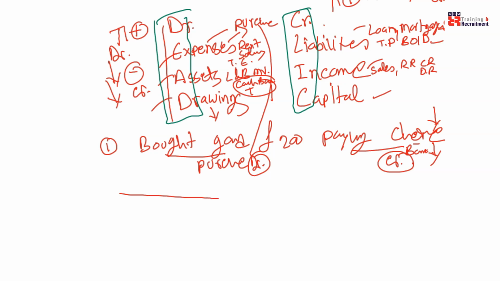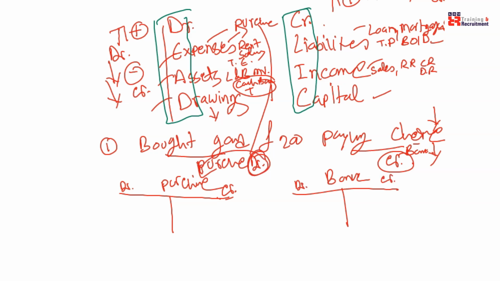How do you do it in a T account? You open two T accounts. One is purchase, one is for bank. Purchase, left hand side is debit, you already know it. Right hand side is credit. Left hand side debit, right hand side credit. Two T accounts, one debit, purchase debit, and bank credit. How do you show it? At first you write on the debit side money. This is money column 200, purchase debit, and this money column bank credit.